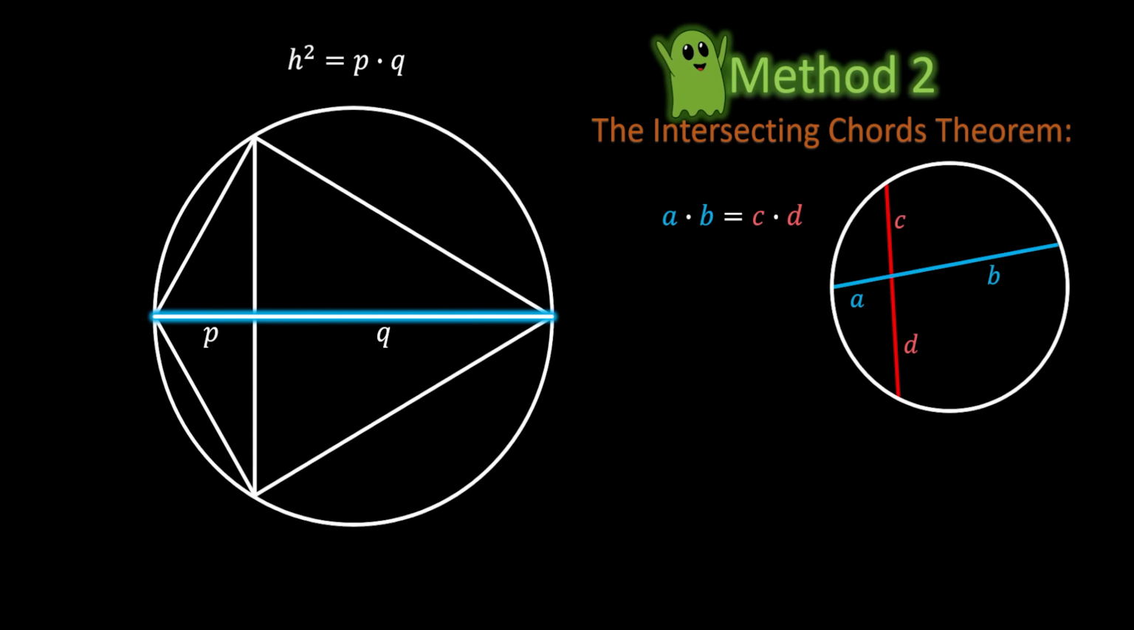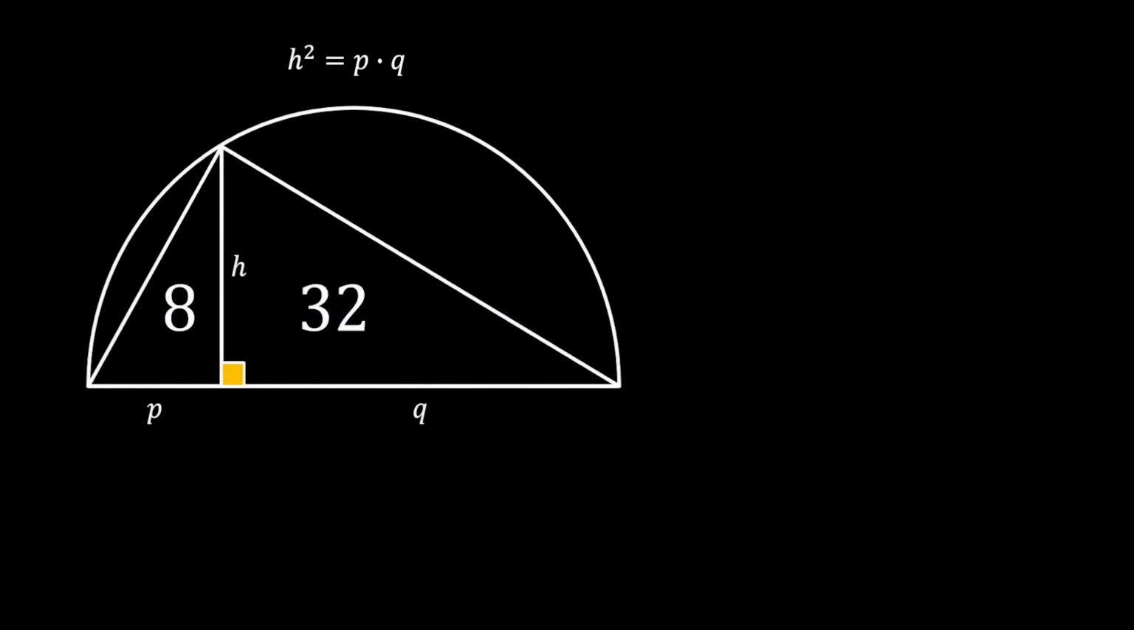One will be horizontal with the segments p and q, and the other one will be vertical, which has 2 segments which are equal to the height of our triangle, and we're going to label it as h as before. So this means that h times h must be equal to p times q, or h squared is equal to p times q, and as you can see, we got the same conclusion as before. Alright, so now let's clear our image.